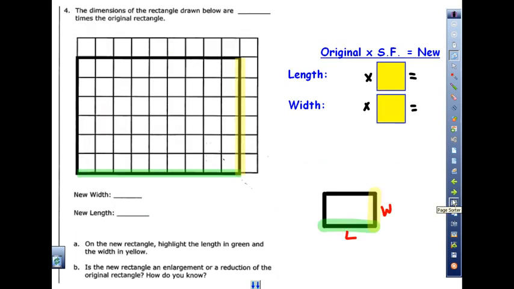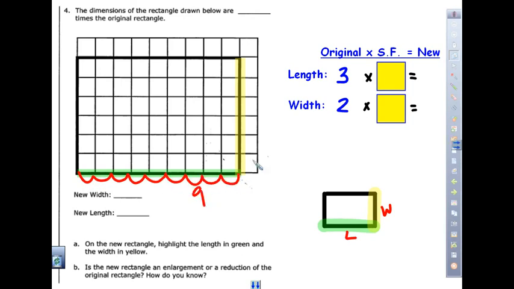Number 4, the dimensions of the rectangle drawn below are blank times the original rectangle. Okay, let's fill in the length and the width of our original rectangle. Remember, it had a length of 3 and a width of 2. Let's count and see how long our new length and new width are. This is 1, 2, 3, 4, 5, 6, 7, 8, 9. And this is 1, 2, 3, 4, 5, 6. There's my new length and my new width.